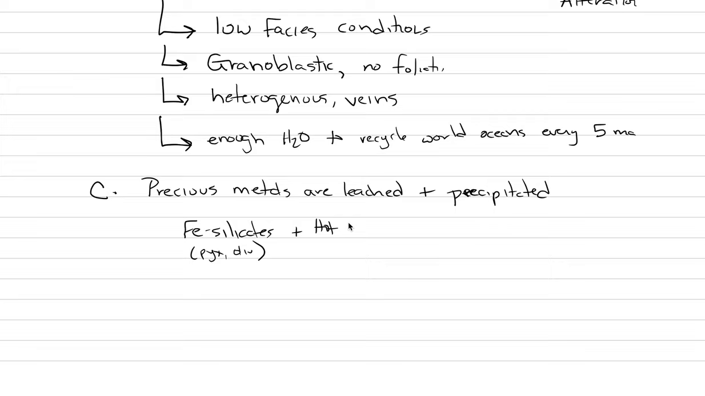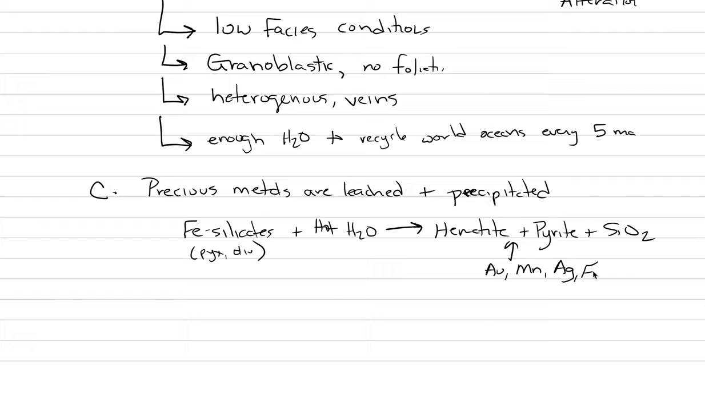That's going to go through a big chemical change where we're going to produce hematite plus pyrite plus silica. And inside of the hematite and the pyrite, sometimes people call these just the sulfides, there gets to be a lot of gold and manganese and silver and iron and all these other different precious metals that precipitate onto the ocean floor.